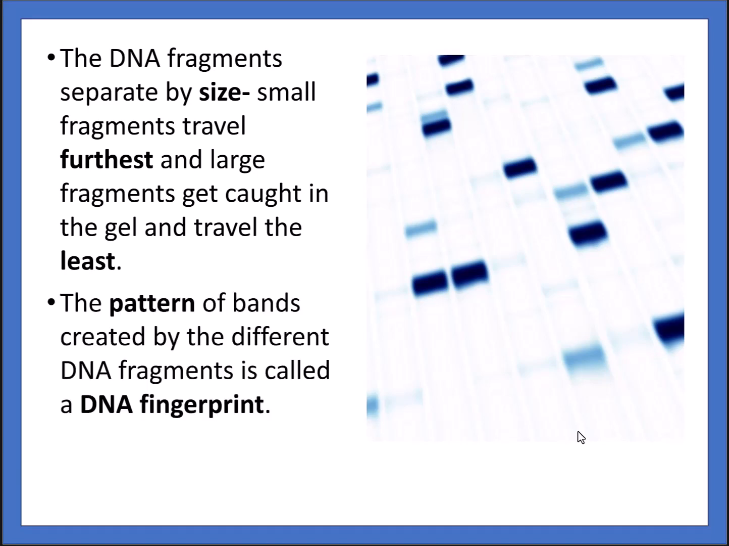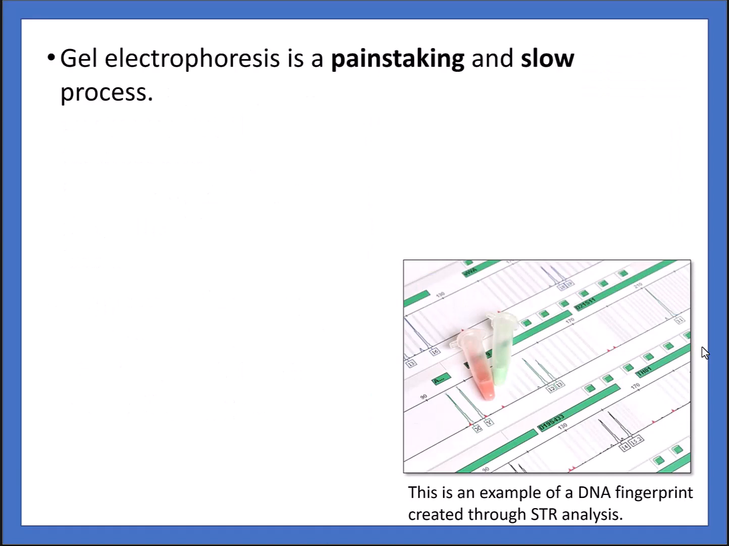The pattern of bands created by the different DNA fragments is called a DNA fingerprint. Here's an example of a DNA fingerprint. And these bands are locations of genes that have traveled through the gel. Unfortunately, gel electrophoresis is a painstaking and slow process. So scientists have recently come up with a new process of analyzing DNA that's faster and simpler.